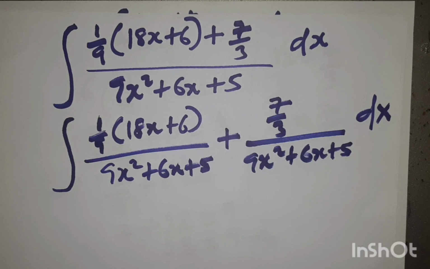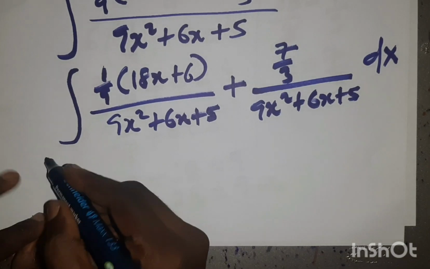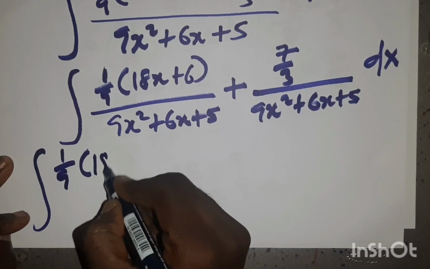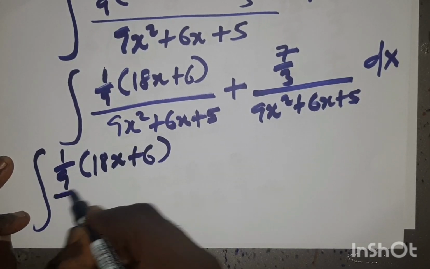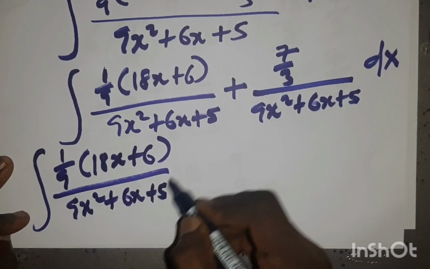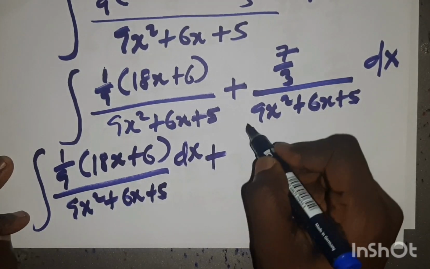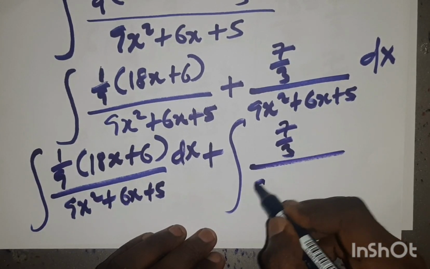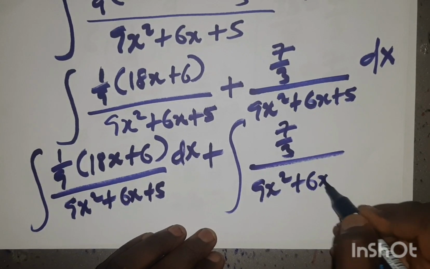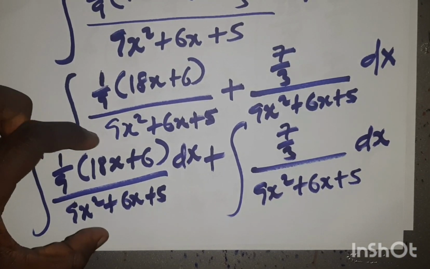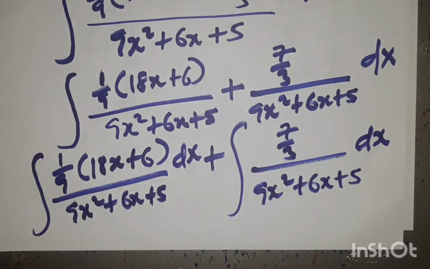So integrating separately, I will have the integral of this first of all. So we're writing that the integral of (18x + 6) over (9x² + 6x + 5) dx, plus the integral of this one too, (7/3) over (9x² + 6x + 5), still with respect to x also. So we're going to integrate this and then come back to this later.